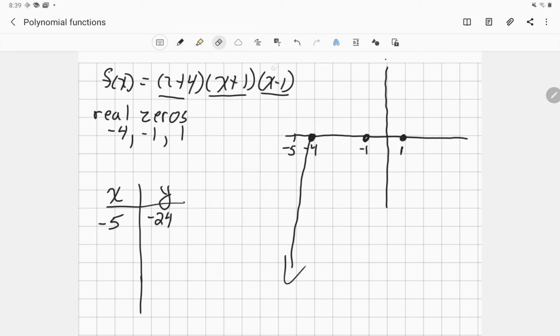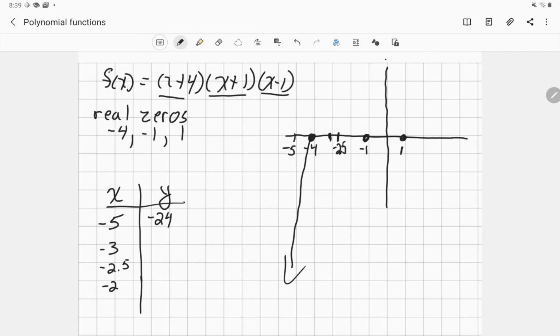Now, to figure out what I should do here, halfway in between -4 and -1 is actually negative. Let me see. There's 1, 2, 3 squares. So I would go back 1.5. So that's actually -2.5. So I'm going to make sure I do -2.5 on my graph. But I'm also going to do the even numbers as well. So I'm going to do -3. I'm going to do -2.5. And I'm going to do -2.